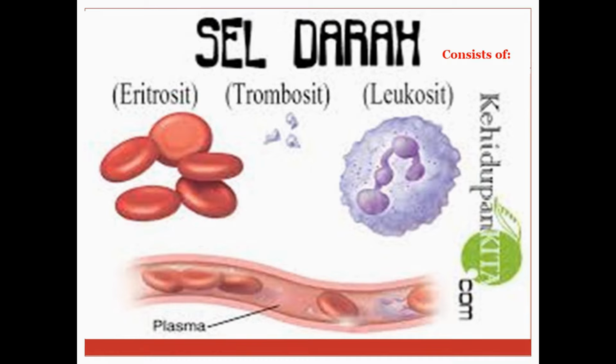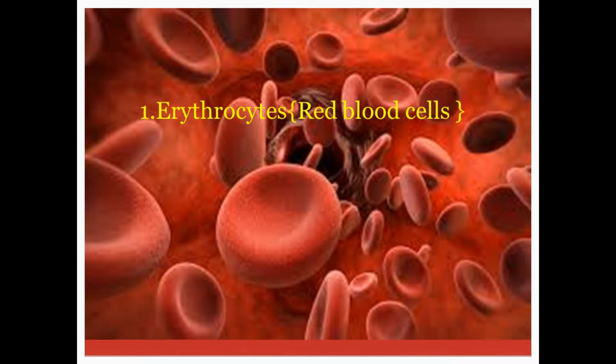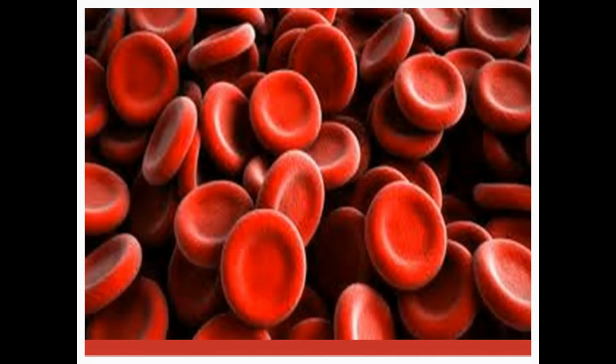Blood cells consist of number 1. Erythrocytes, or red blood cells. Erythrocytes don't have a cell nucleus or organelles and are not considered cells in terms of biology. Erythrocytes contain hemoglobin and circulate oxygen. Red blood cells also play a role in determining blood type.